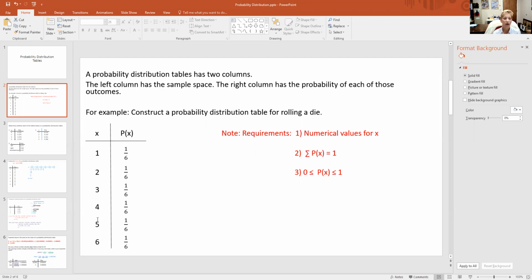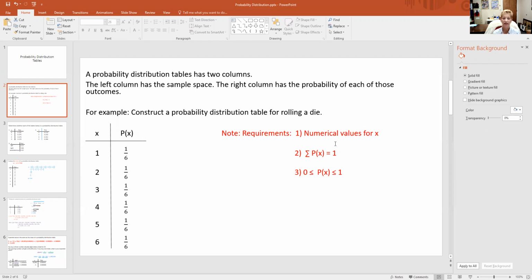Now, for it to really be a probability distribution table, there are 3 conditions, 3 requirements, because sometimes it'll look like a probability table, but it's not. And these are your 3 conditions. Under X, these have to be numbers, so there can't be words. So the X values, the sample space, have to be numbers.